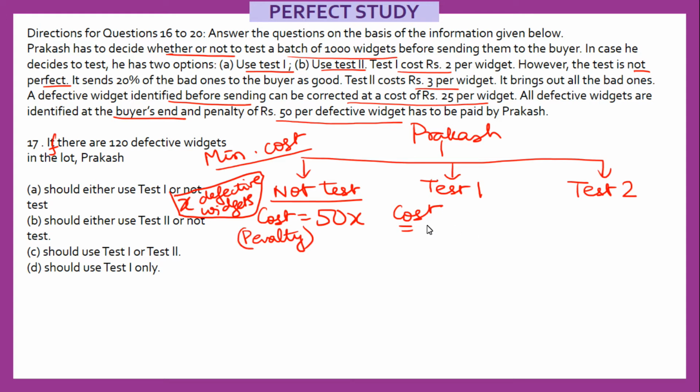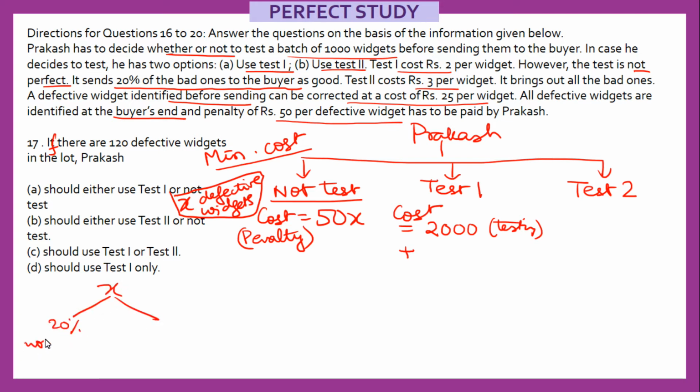So how much will I pay? 2 rupees per widget is my test 1 cost. And for 1000 widgets, I will pay 2000 rupees. This is my testing cost. There is some more cost here. Now my number of defective widgets is X. Please see here, out of X, 20% of the defective widgets go to the buyer as good. I'm just showing the breakup here.